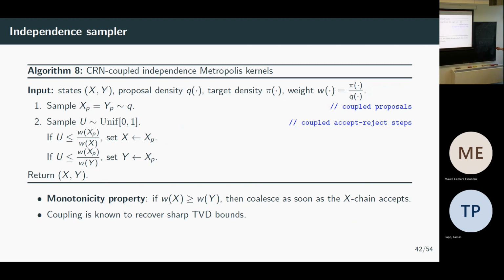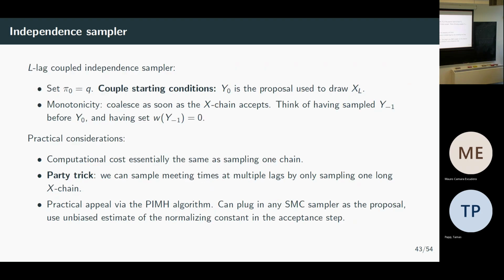And basically, if you use this coupling to get direct theoretical bounds on the TVD, then these are known to recover sharp rates. And this is just going back to what Sam was discussing before. Right. In terms of the L-lag coupling, we can do an extra refinement of setting the starting distribution to Q, which is kind of the natural one. I mean, if you can come up with a better starting distribution than the proposal, then you should probably use it as a proposal.